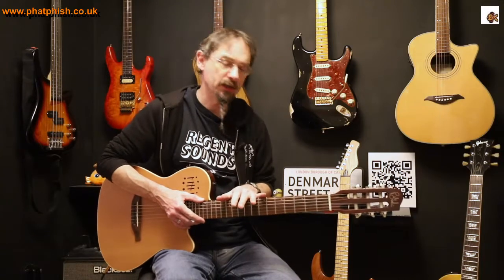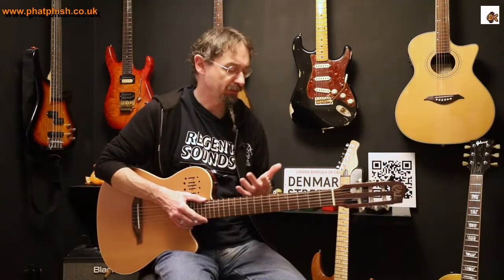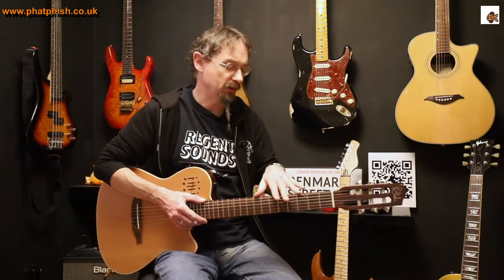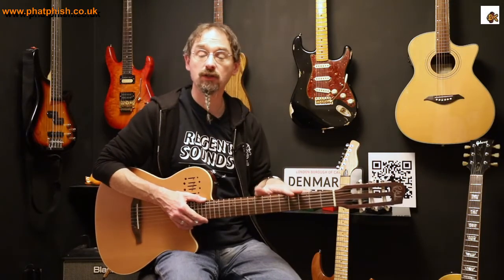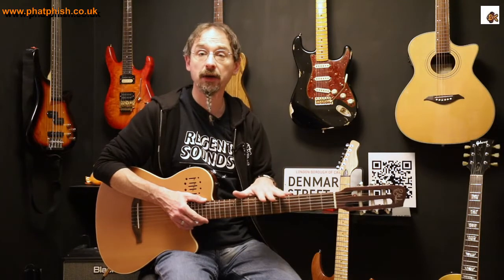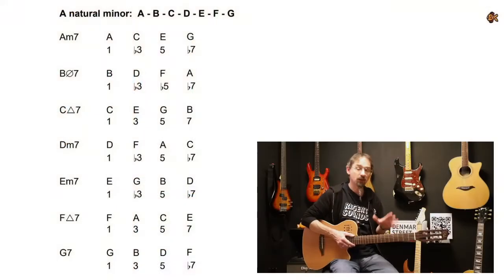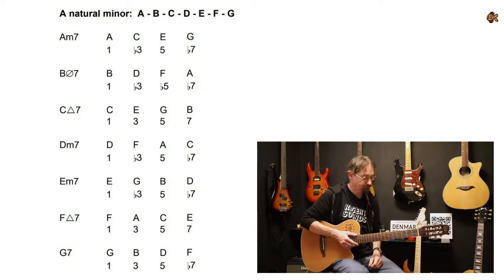What about other keys? Well, we'll look at a natural minor, for example. We started off our examples here using C major. Now the relative natural minor of C major is A natural minor. Yes, there's a dominant 7th chord there, and it's on the flat 7th degree. So in the key of A natural minor, the flat 7th chord is G7.